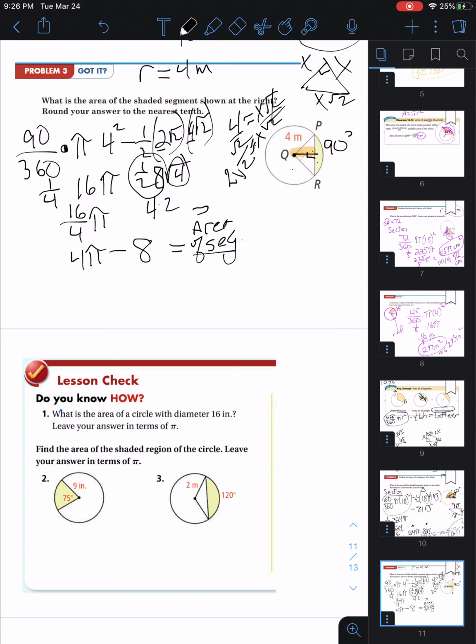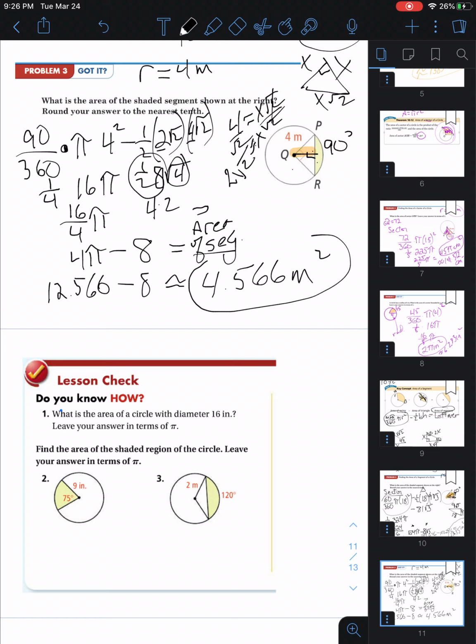I need a decimal for my area of the segment. If I take 4 pi, which is 12.566, minus 8, I'm going to get about, because we have to round, 4.566. The measure was in meters, so that will be meters squared. There's my approximation, and that's all I can do on this one. Or I can just take 4 pi minus 8 for an exact answer. All right, that's going to be it.